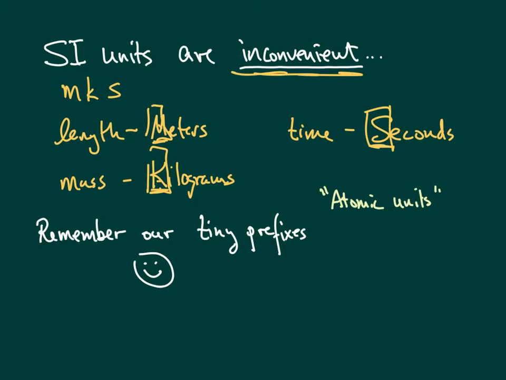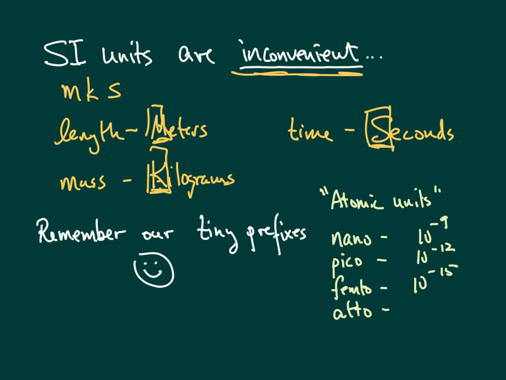As we think about this, we're going to remember our tiny prefixes: nano, or 10 to the minus 9; pico, or 10 to the minus 12; femto, or 10 to the minus 15; and atto, or 10 to the minus 18. Attaboy. That was a terrible joke.